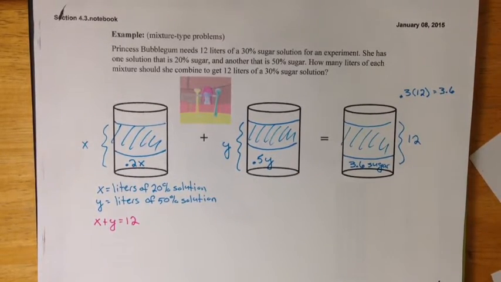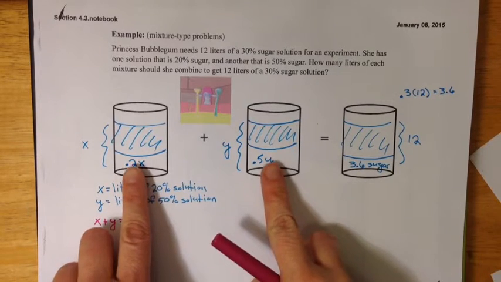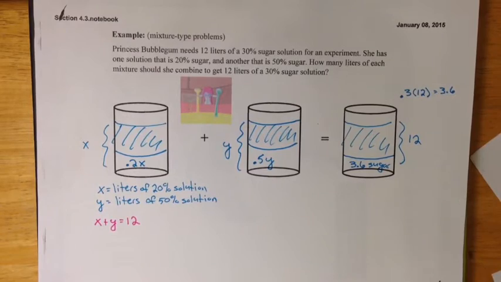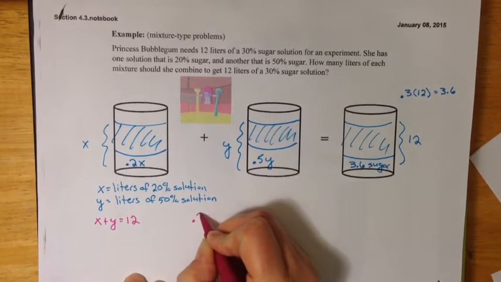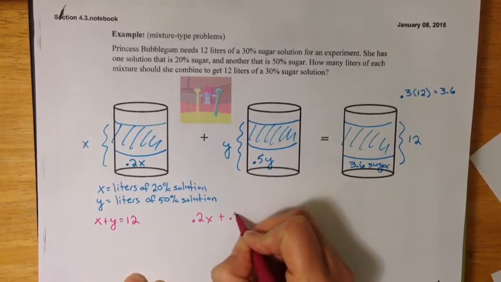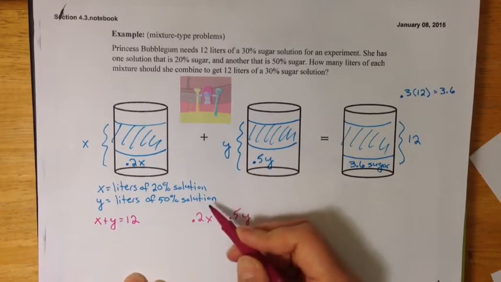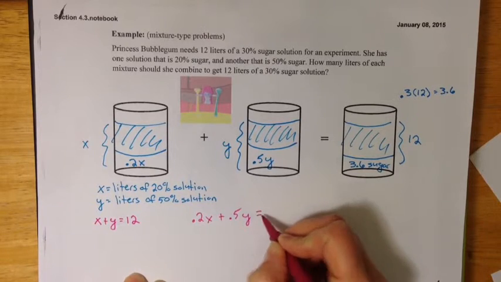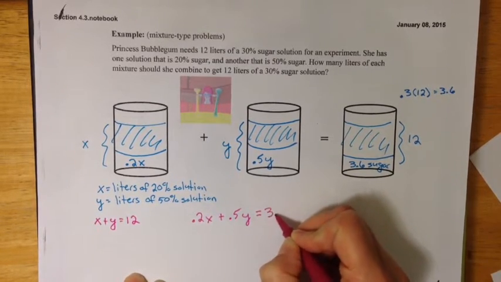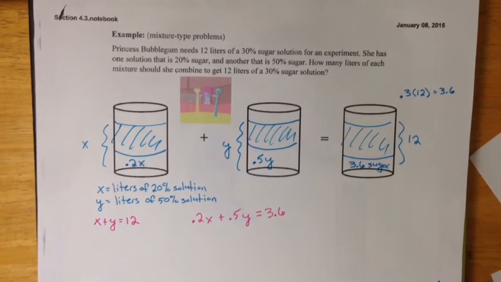This points to my other equation. The amount of sugar that I add together from these two needs to equal the amount of sugar in the final product. So 20% of the 20% solution plus 50% of the 50% solution needs to equal 30% of 12, or 3.6 liters. And now we've made it through the tricky part. We have two equations, and we have our two variables. Now we just need to solve it.